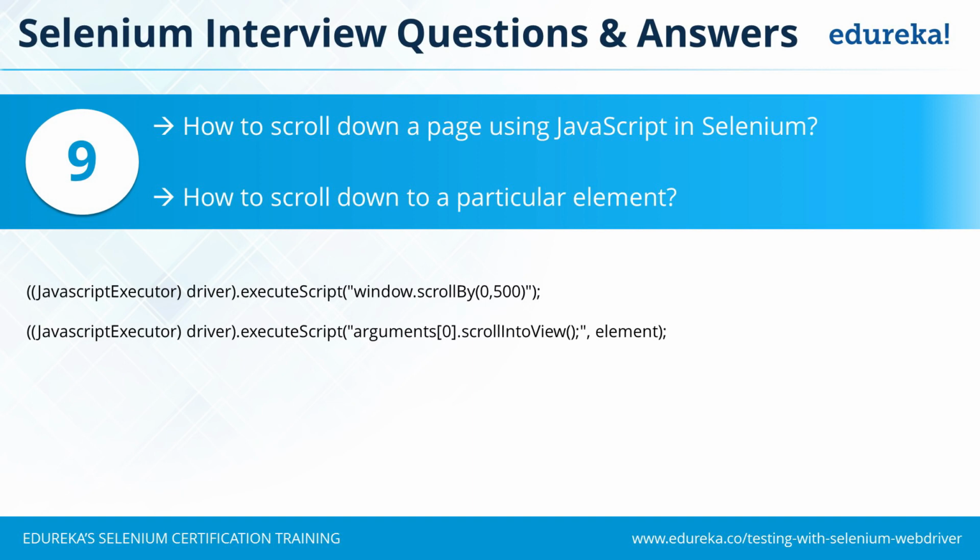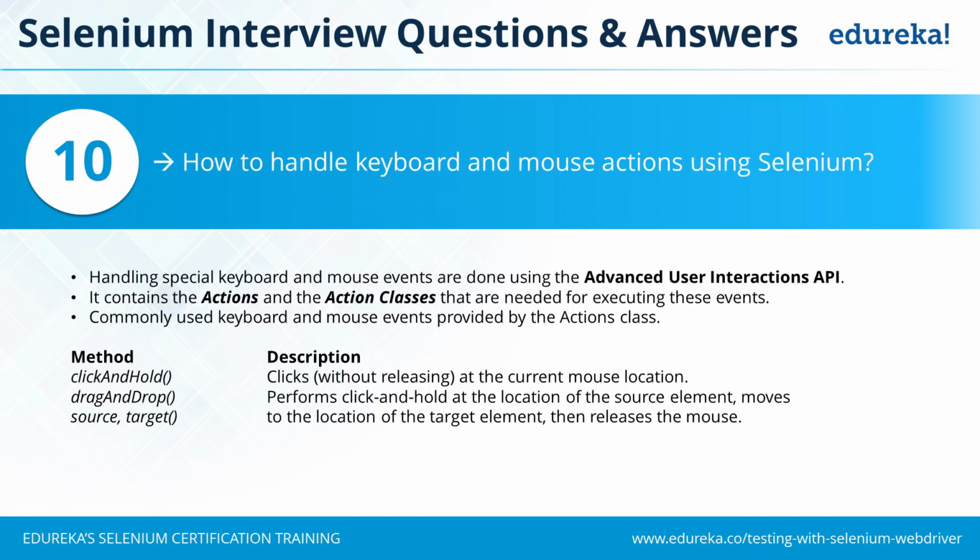The next question is how to handle keyboard and mouse actions using Selenium. Selenium provides a way by which you can imitate mouse and keyboard actions on the screen through your script. For example, if I have a drag and drop operation, I want to drag an element from its source to its target. I go to the source element, click and hold the left button of my mouse, then move my mouse to the target element and release the click, right? This would have been very difficult to code without the Actions class in Selenium.